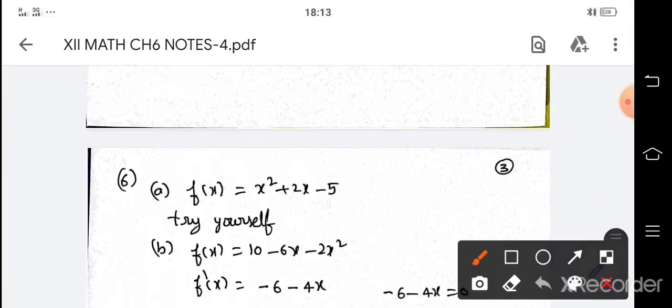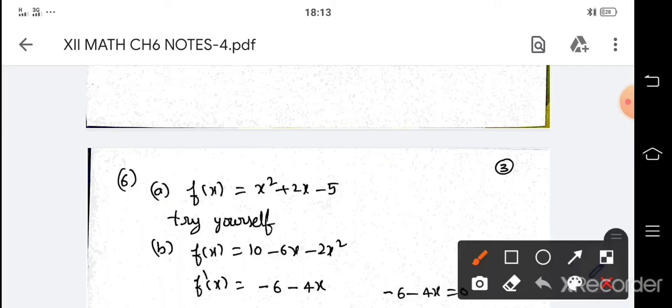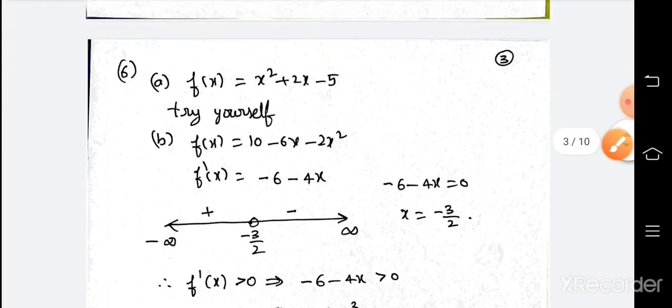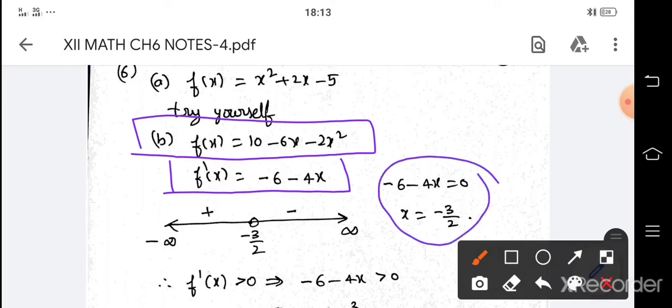Sixth question, there are many questions. Look at the textbook: find the intervals in which the following functions are strictly increasing or decreasing. For the first function, take f of x equal to whatever is given and do it. In the sixth B I am explaining: f of x is equal to 10 minus 6x minus 2x square. F dash of x is minus 6 minus 4x. When minus 6 minus 4x is equal to 0, x is equal to minus 3 by 2. Put it on the number line.